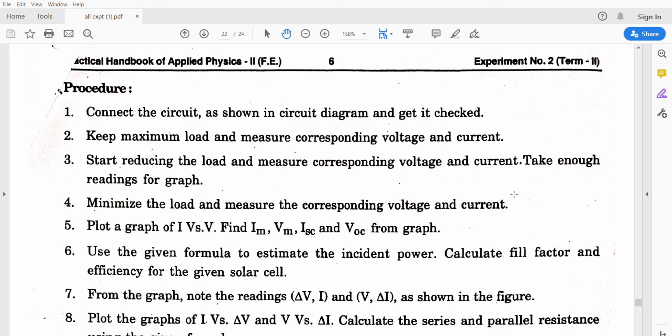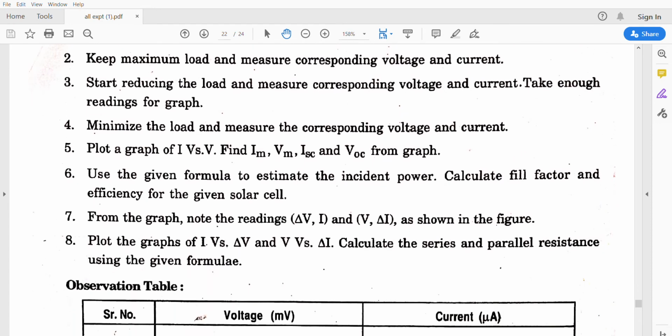So we need to take the readings of voltage and current using the voltmeter and ammeter. This is the only task we need to do here. First we keep the resistance high, and after that we reduce the load given, and then measure the voltage and current. Start reducing the load and measure the corresponding voltage and current. Take enough readings for the graph. Minimize the load and measure the corresponding voltage and current.